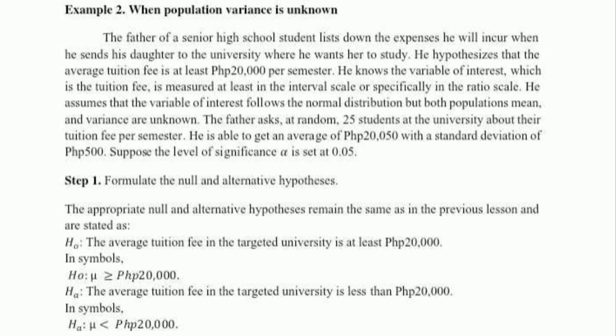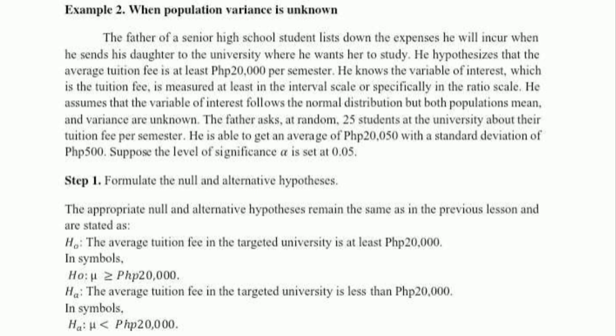He hypothesizes that the average tuition fee is at least 20,000 per semester. He knows the variable of interest, which is the tuition fee, is measured at least in the interval scale, or specifically in the ratio scale. He assumed that the variable of interest follows the normal distribution, but both the population mean and variance are unknown.